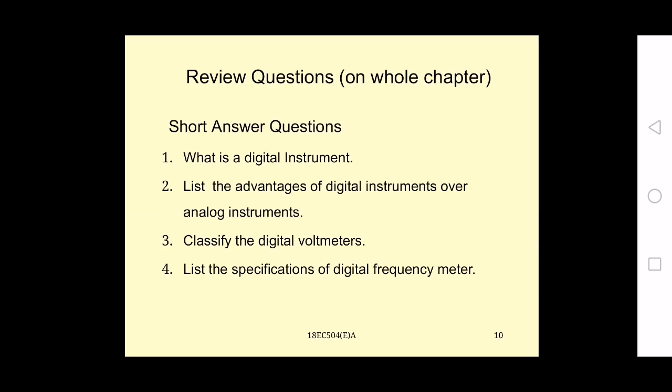And there is less chance of human interpolation and parallax errors, and it will increase the reading speed also. When it is available in IC form, it will be compact in size, and cost will be less. So there are more advantages compared to analog instruments for the digital instruments.